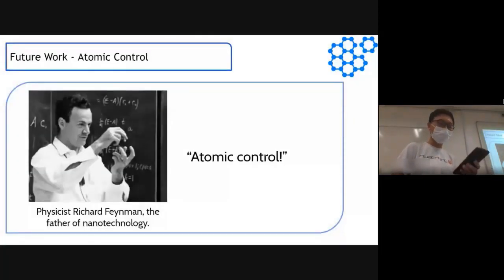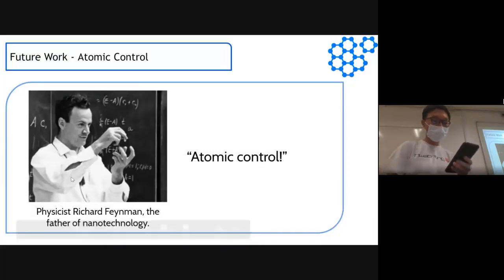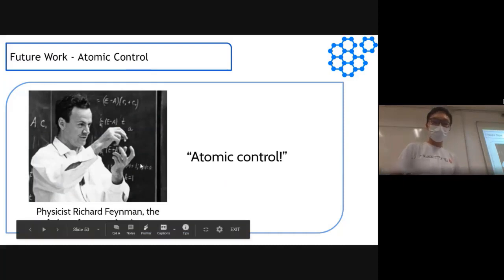So going back to the big picture of nanomaterials, the image on the left is the father of nanotechnology himself, physicist Richard Feynman. He sparked interest in nanotechnology with his talk, "There's Plenty of Room at the Bottom." In his talk, he described a process in which scientists would be able to manipulate and control individual atoms and molecules. However, current products mainly use nanotechnologies that are bulk applications and do not involve atomic control of matter. So maybe in the future, we'll be able to achieve something like this.